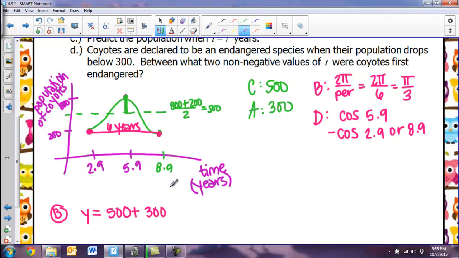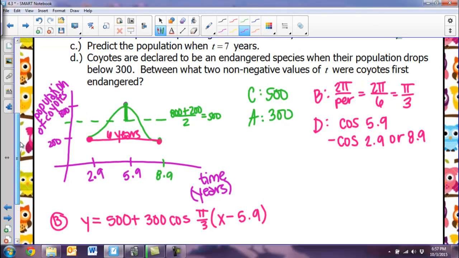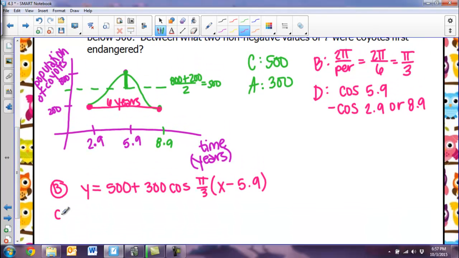We're just following that general formula: cosine pi over 3 times x minus 5.9. Okay, and I did all that work up there. Now we want to figure out what the population is when t equals 7 years, or when x equals 7 years. I can go ahead and use my calculator for this.